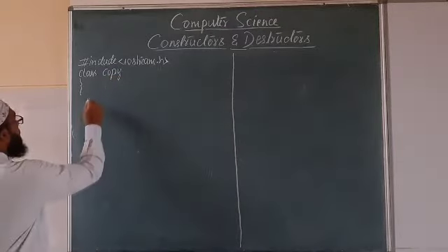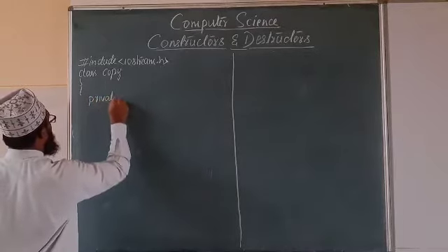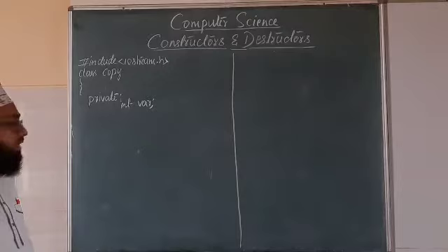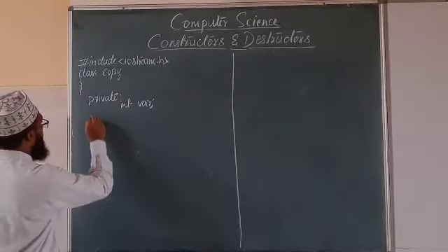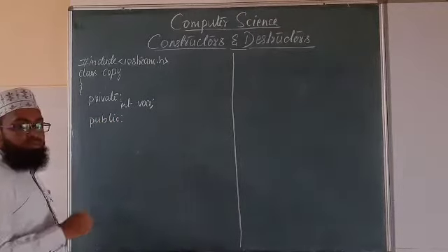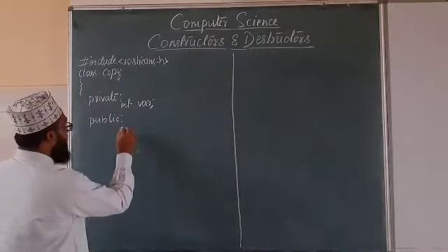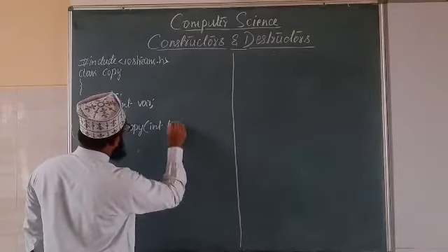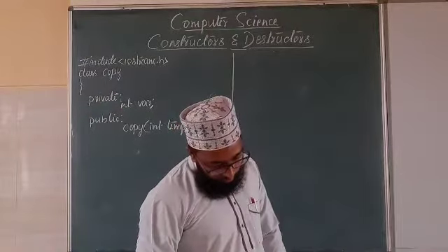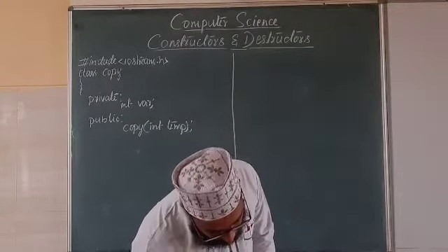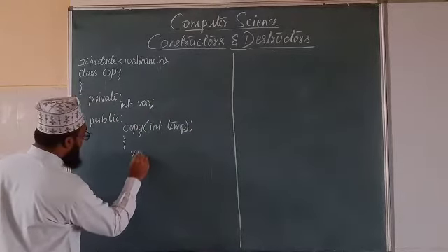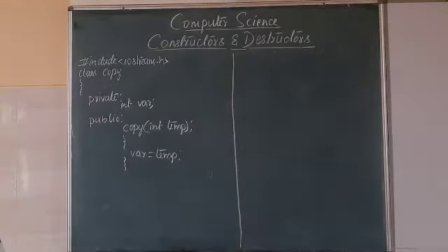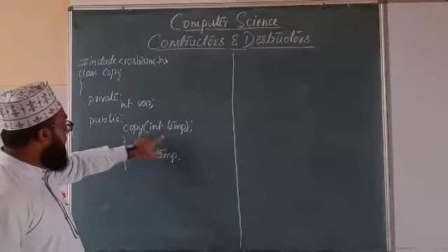Okay, then we have to take one variable, that is private first. Private access specifier. Under private we need to take one variable, that is var. Then after that we need to write public. Under public, copy, this is a member function, a constructor. Copy, open, var equals 10. After that, close this. This is a constructor.